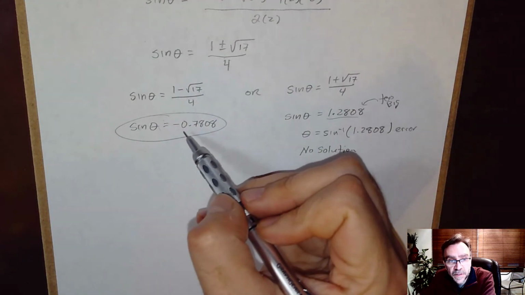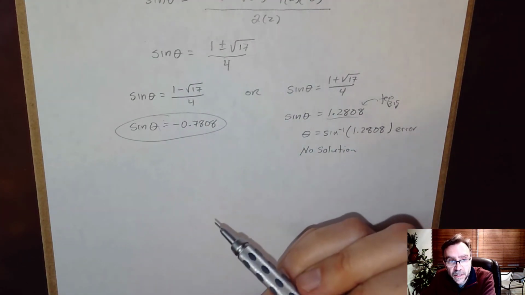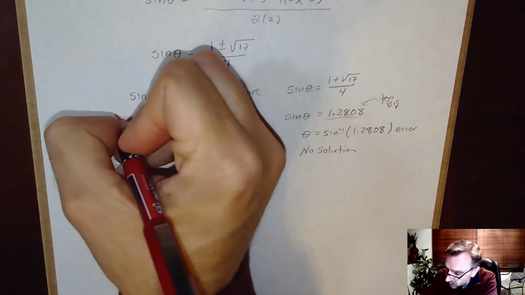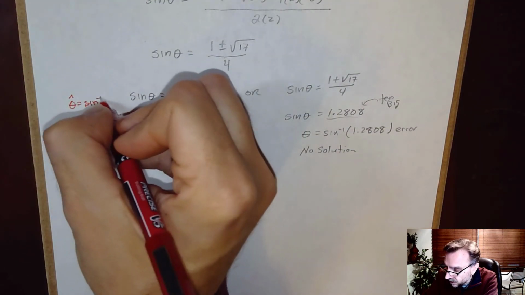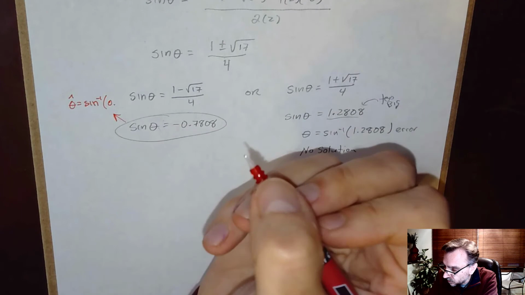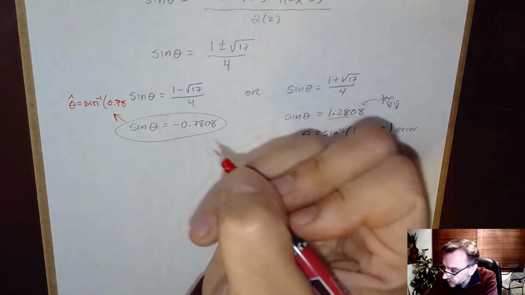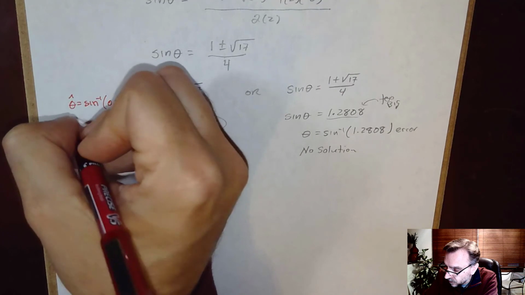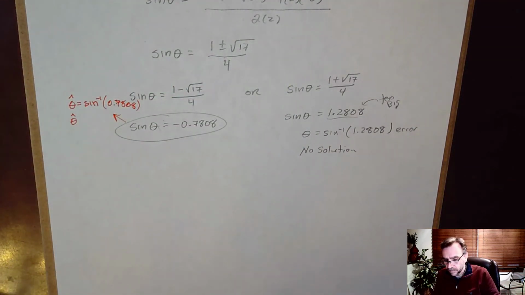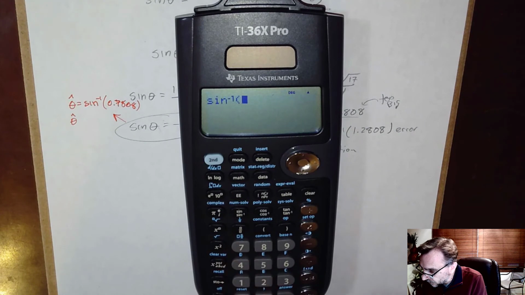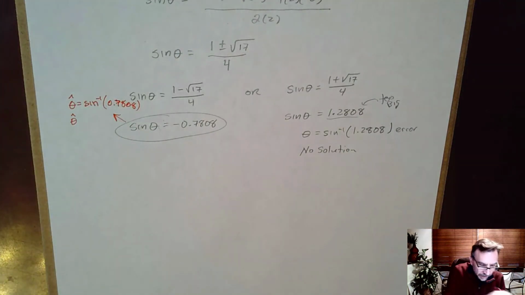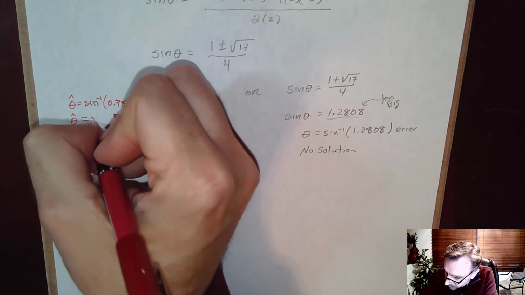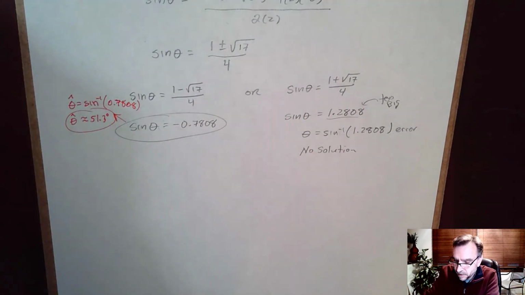But you can see over here, this is a number less than 1, so I should be able to do this on a calculator. And so what I am going to do is go off to the side and look at the reference angle, and I'm going to do sine inverse of the absolute value, so positive 0.7808. Let's do that on a calculator: sine inverse 0.7808. And I get approximately 51.3 degrees. All right, so that's my reference angle.